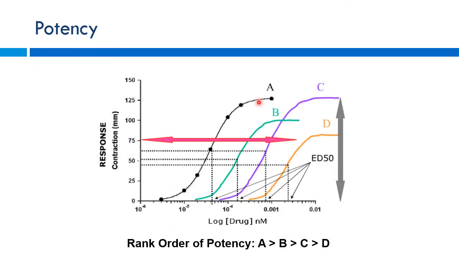Now, if we look at these 4 graphs, which one is most potent? A is still the most potent in this case. Which ones are most effective? A and C. Actually, A and C are equally effective, but they're not equipotent. I would need more of drug C to get the same effect as drug A, and I can determine the max efficacy based on where that plateau occurs, the Emax, essentially the maximum effect.